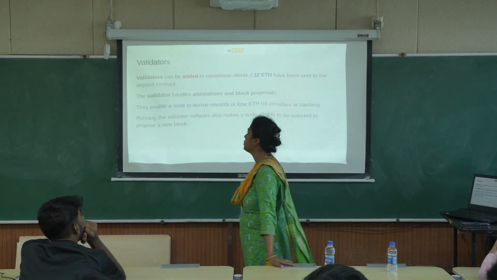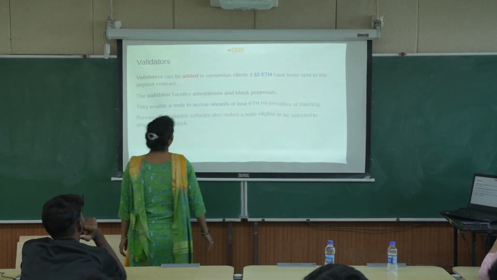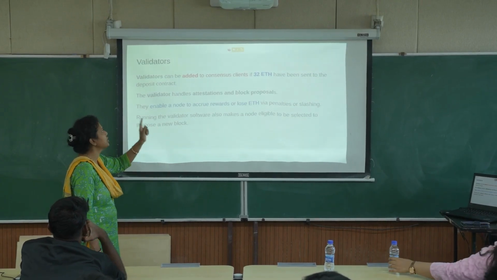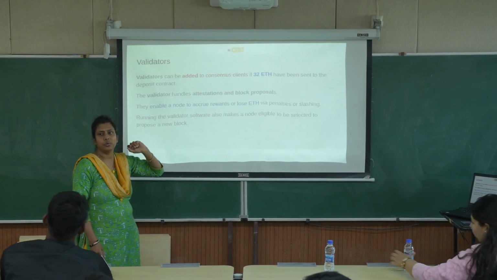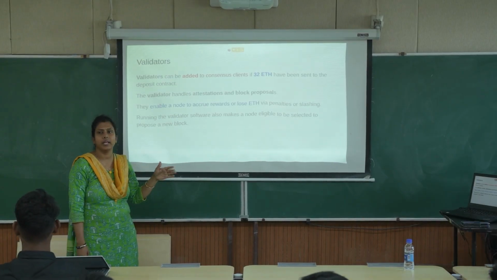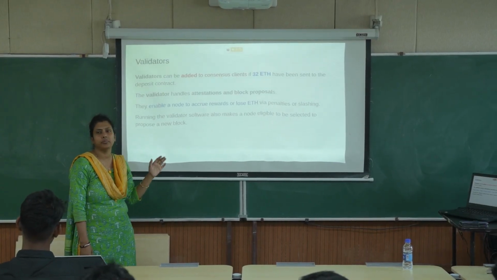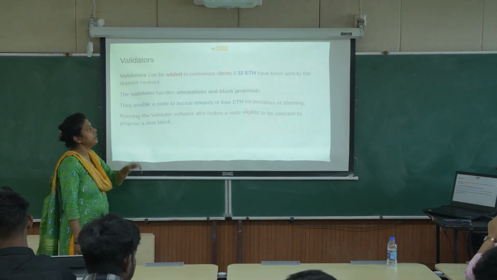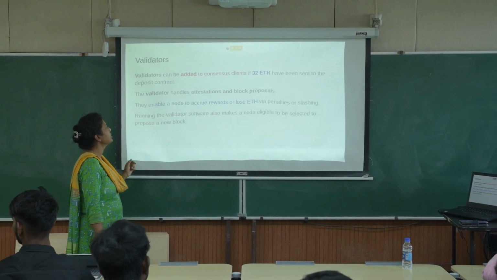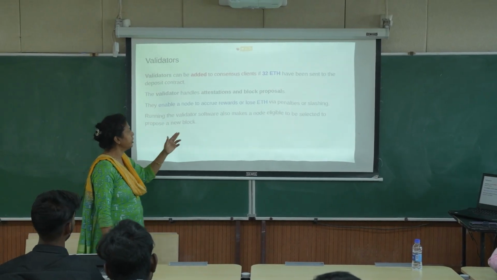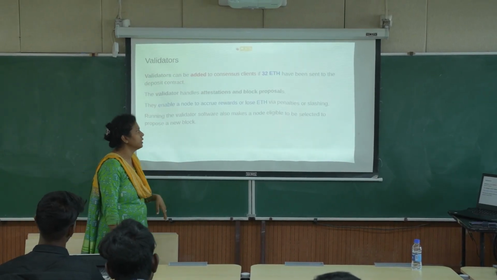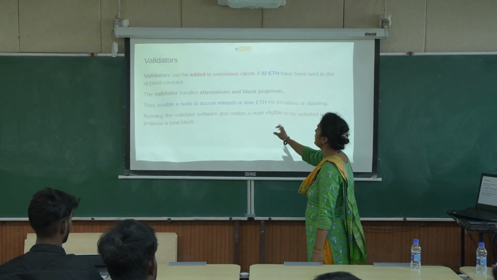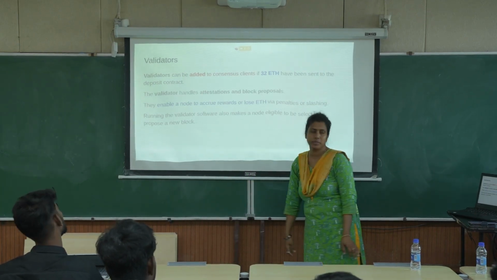Okay, you understood. Validators can be added to the consensus client if 32 ETH have been sent to the deposit contract. You can't just say that you want to be a validator. For that you need 32 ETH. The validator handles attestations and block proposals. They enable a node to accrue rewards or lose ether via penalties or slashing. Running the validator software also makes a node eligible to be selected to propose a new block.